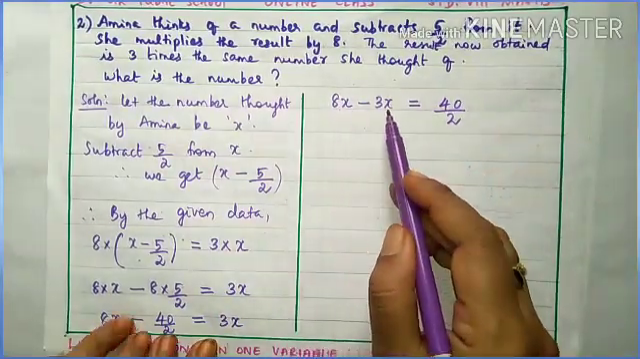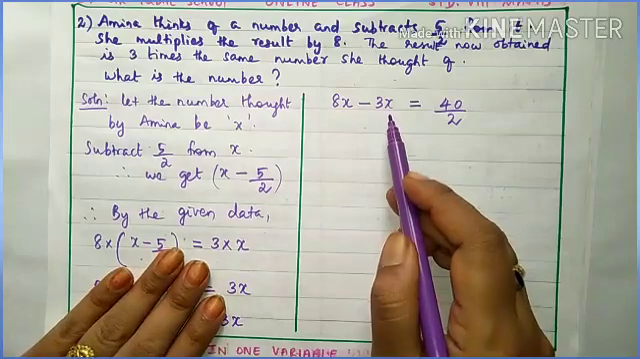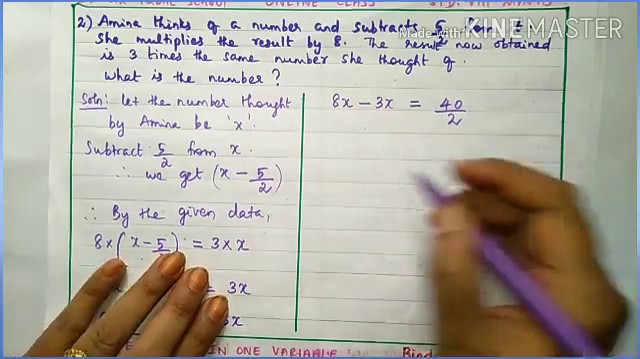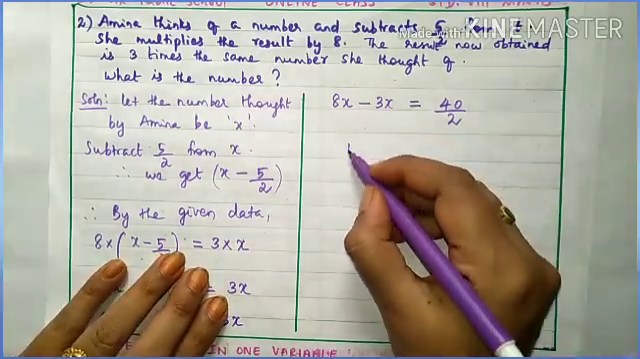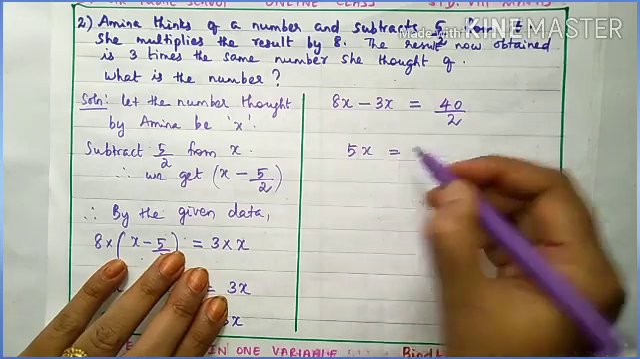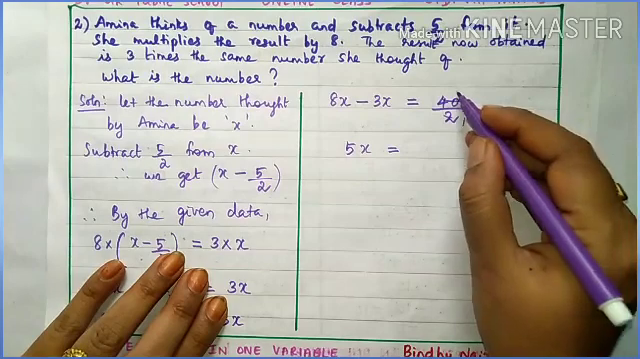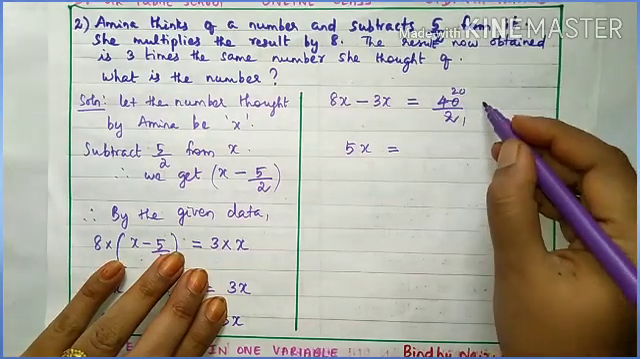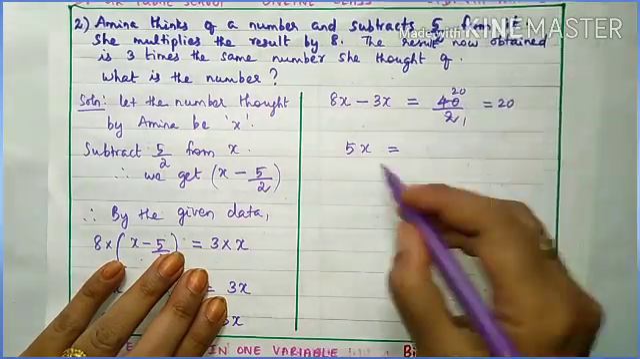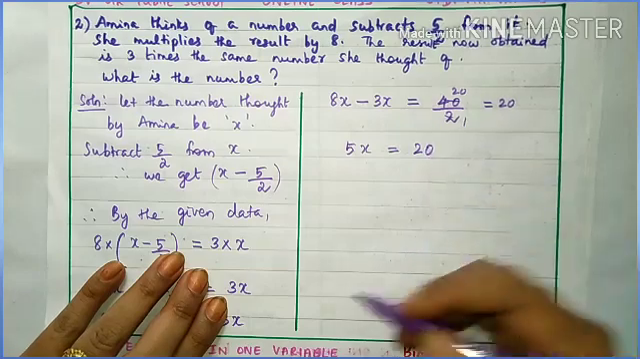What is 8x minus 3x? Yes, 8 minus 3 is 5. So 5x equal to 40 by 2, we can simplify. 1 2 is 2, 2 2s are 4, 0. Okay, it is 20. So 5x equal to 20.